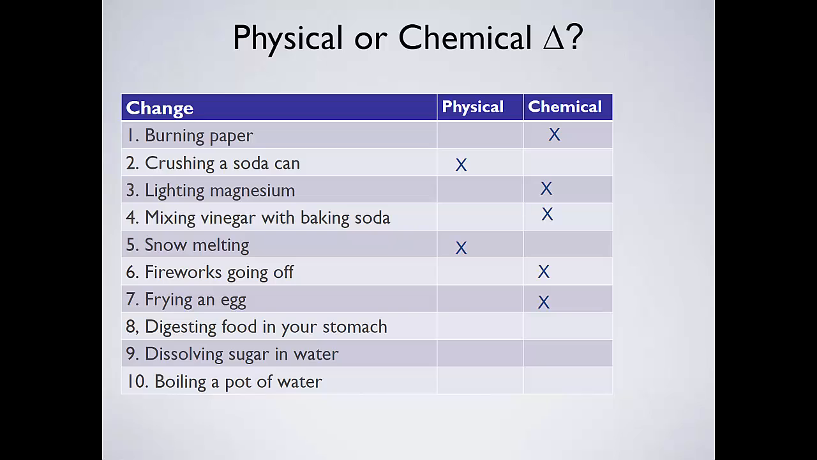Is there a change in color? The egg white goes from clearish to white. That's a chemical change. Digesting food in your stomach. Chemical. Are more things chemical? No, it just depends on what you do.